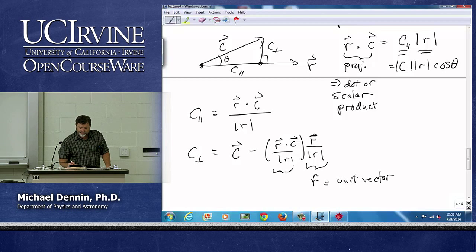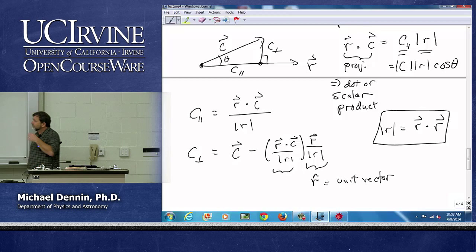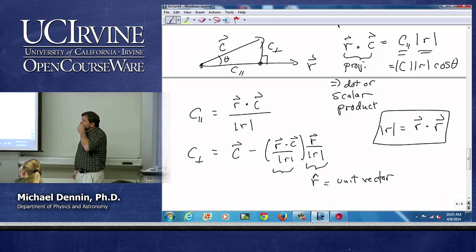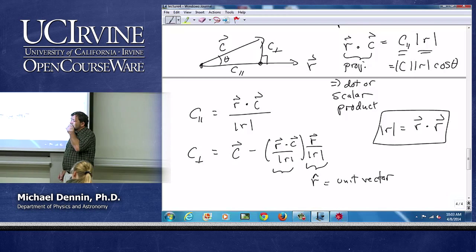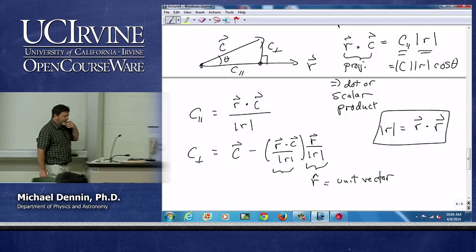We do have to define one other notation. The magnitude is just the projection of a vector onto itself. And that defines everything we need to know. Any questions on those? Because now we're going to introduce some abstract notation.